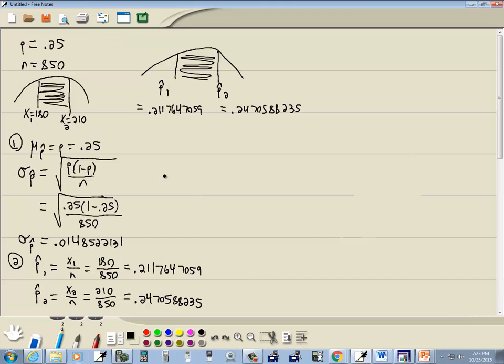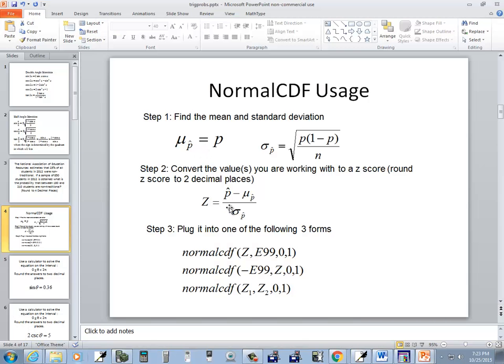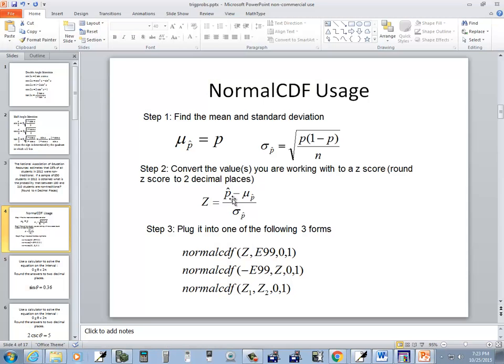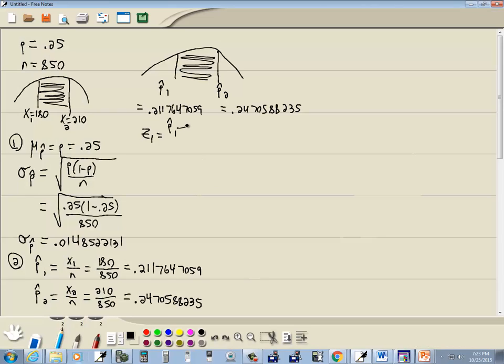Well, this step specifically wants us to find the z-score. So we're going to find two z-scores. We'll find z sub 1, which is equal to p hat sub 1 minus mu sub p hat over sigma sub p hat. Notice how I'm changing the formula slightly. I'm putting a sub 1 on this. And then our second one will be z sub 2, equal to p hat sub 2 minus mu sub p hat over sigma sub p hat. So we're converting each one of these p hats to a z-score.